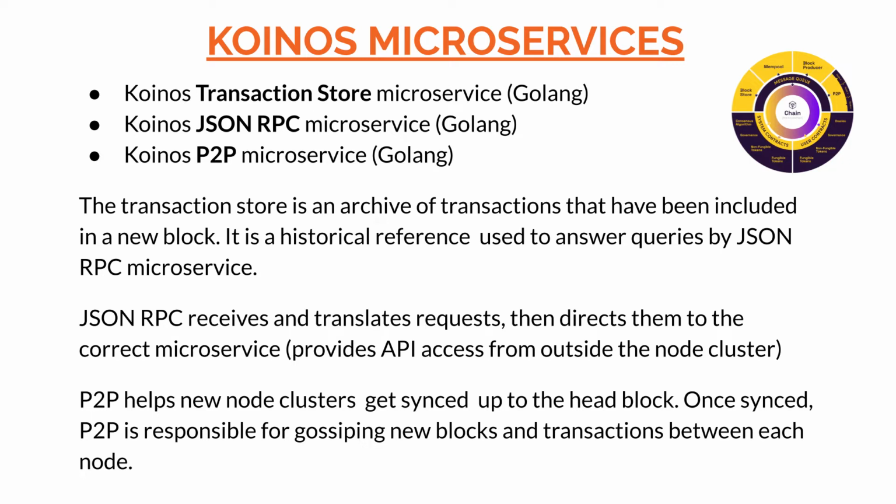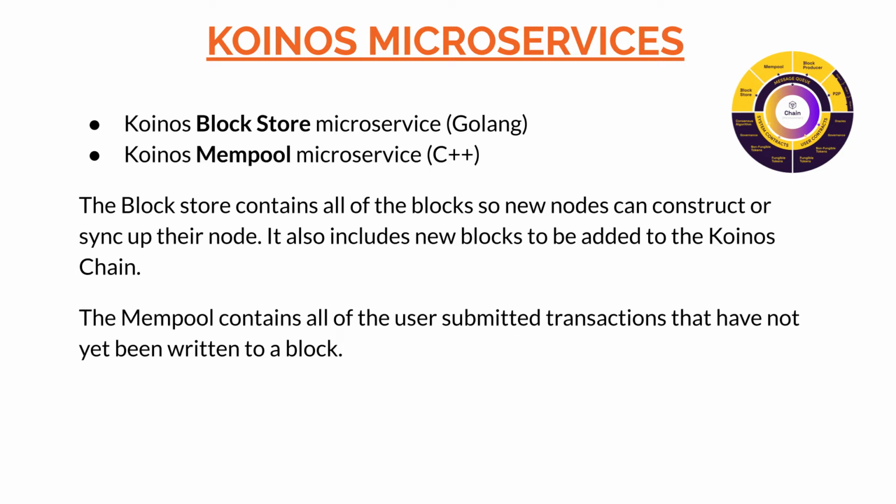The peer-to-peer microservice helps new node clusters get synced up to the head block. Once synced, the peer-to-peer microservice is responsible for gossiping new blocks and transactions between each node. The Koinos block store is written in Golang, and the Koinos mempool microservice is written in C++. The block store contains all of the blocks that a new node requires in order to construct and sync up their chain. It also includes new blocks that are to be added to the Koinos chain.